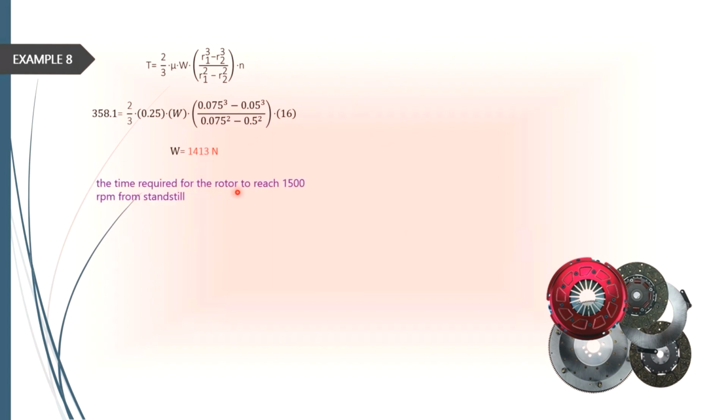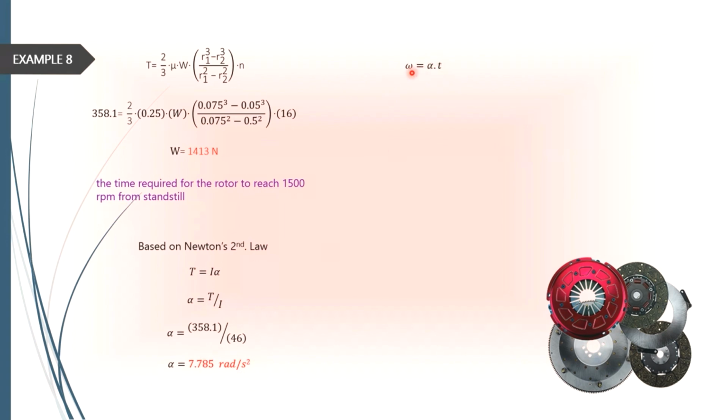And the time required for the rotor to reach another speed, 1500 RPM from standstill. So what we need to do again is use the second law. Find out the angular acceleration. This is the moment of inertia that is given. This is the torque transmitted under uniform pressure theory. So that will be your angular acceleration.